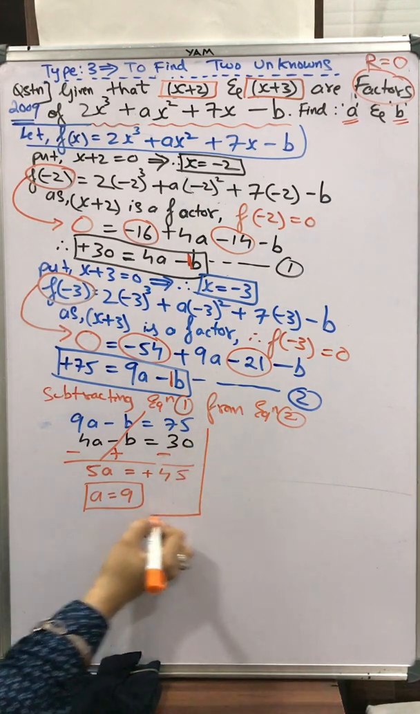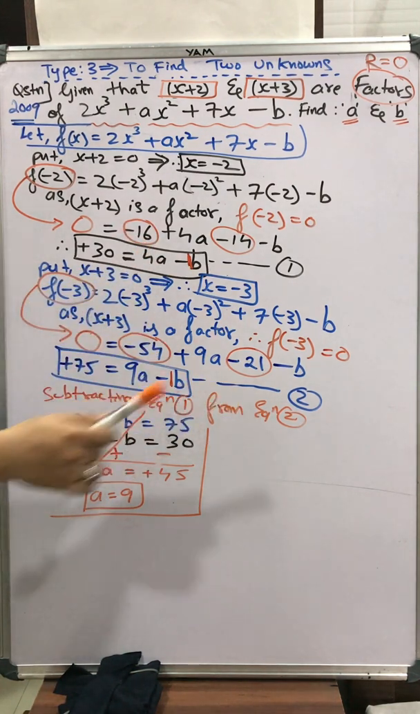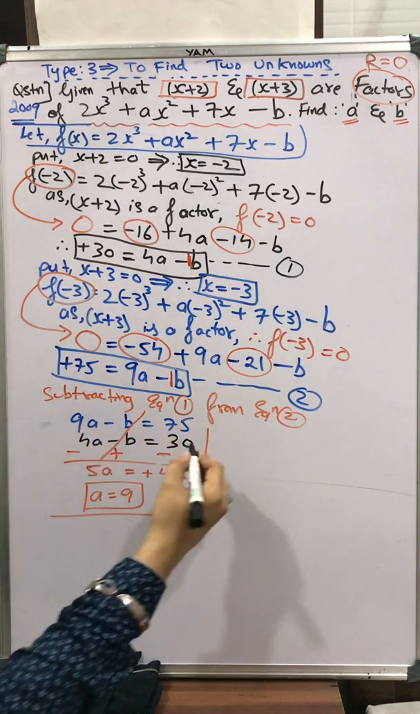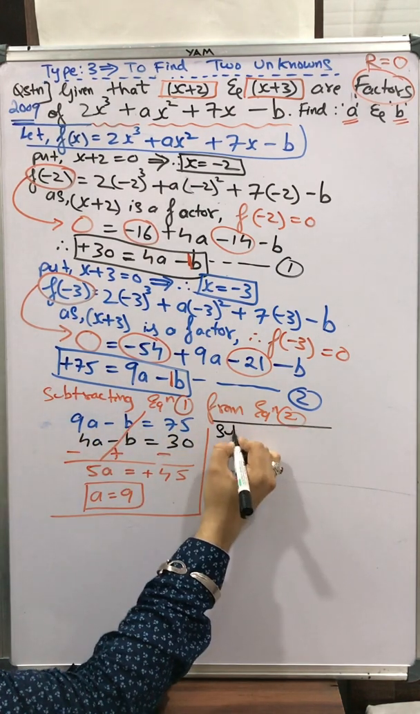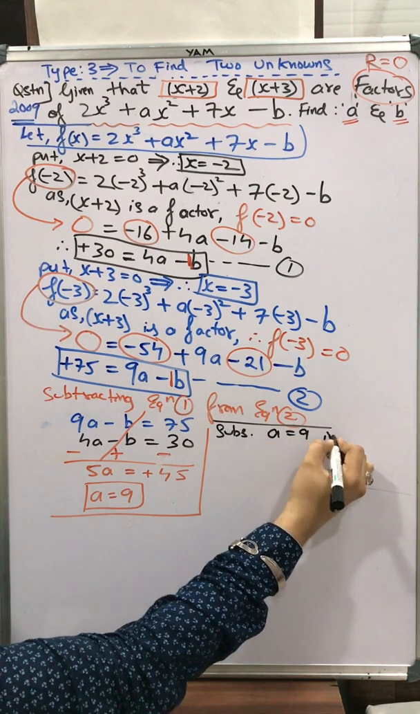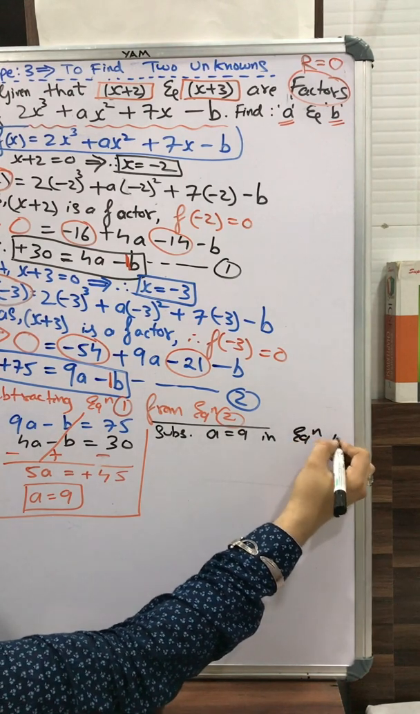Now students, what we need to do is substitute the value of a as 9 in either equation 1 or equation 2. I'll substitute it in equation 1. So substituting a equals 9 in equation 1.